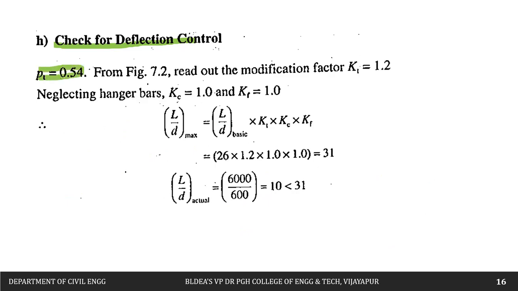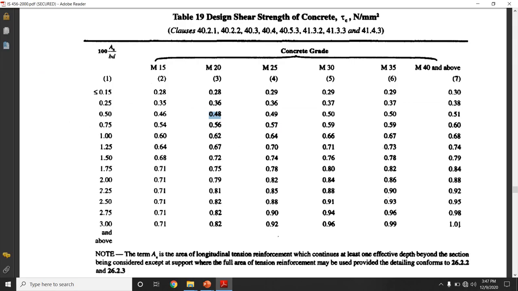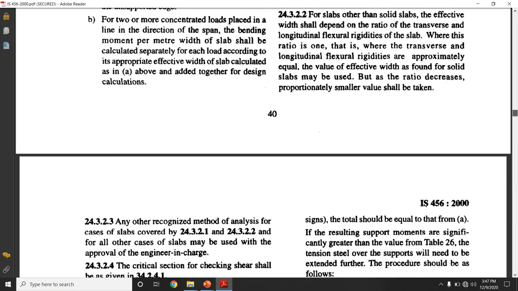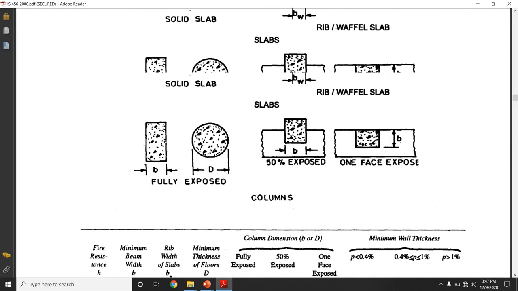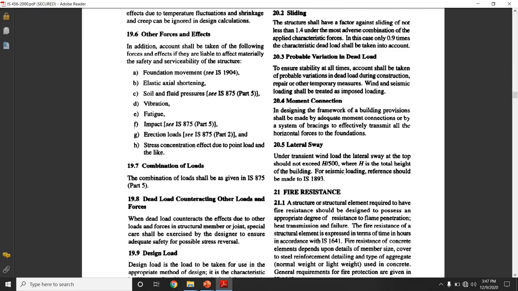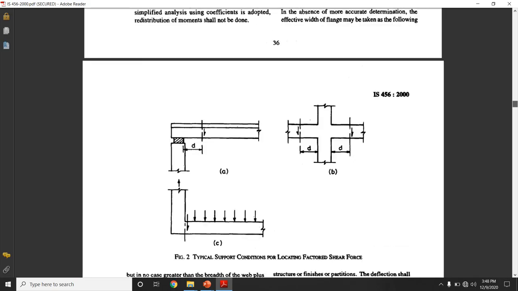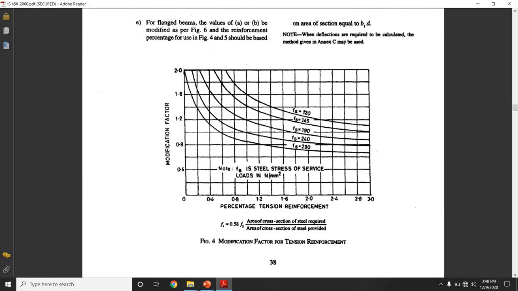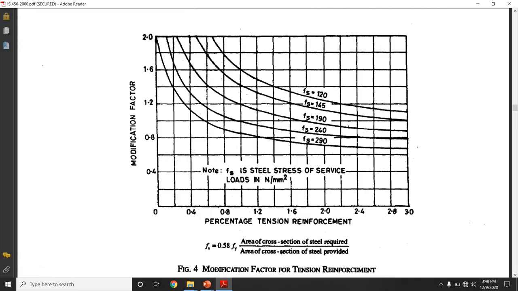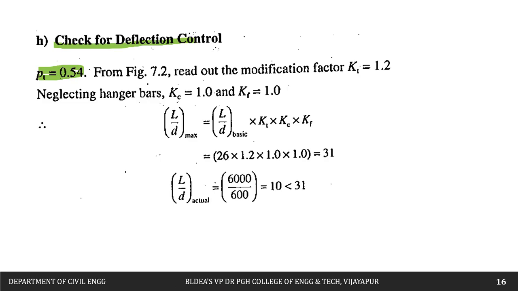Percentage of steel is 0.54, so from that we can calculate the modification factor. Here they have given it already; many times you have calculated the deflection. Based on this you can calculate the KT value. If you calculate, you will get KT value as 1.5. KC is for compression steel and KF is for flange sections. We don't have these, therefore they will be equal to 1, and only this value will be 1.2 multiplied by L by D basic.